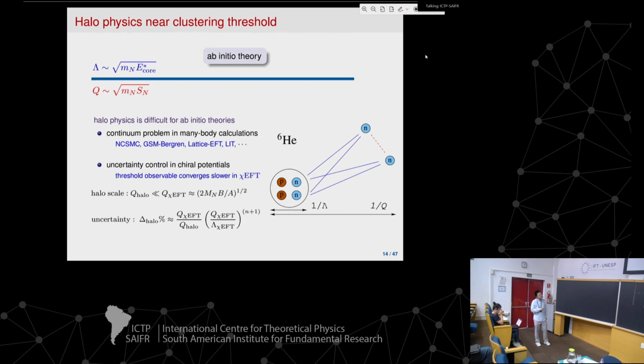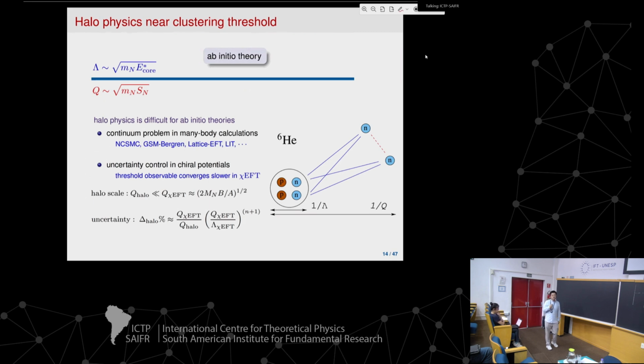But now remember that the physics you want to describe is the threshold behavior at these halo scales. So the relative error for your description of these halo scales is divided by this Q halo. Let's say the scale in the numerator is about 100 MeV, and suppose the neutron separation energy is about 1 MeV. You convert it into a momentum scale, and it will be about 30 to 40 MeV. So this will be a factor of 3 to 4 compared to your normal chiral expansions.